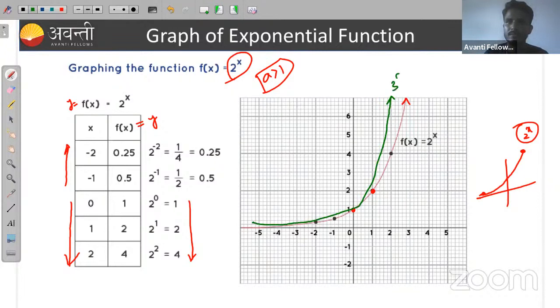3 to the power x, it will look the same. 0 times 1, it will look like this. Okay. 4 to the power x, it will look like that. Okay. 4 to the power x. All the graphs will be very similar to this pattern. Okay.